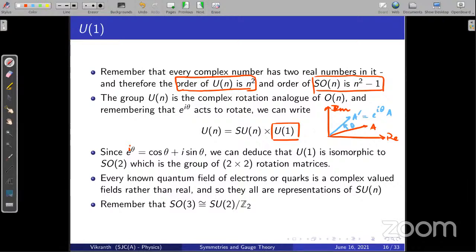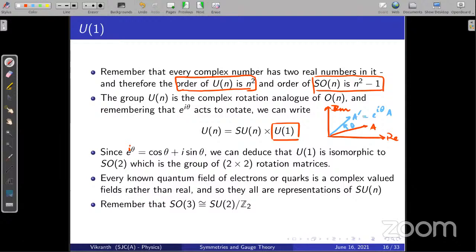Now, why is the unitary group important in physics, or why is a special unitary group important? It is because every quantum field that we know of is complex in nature. I have also mentioned this point in the previous session. Every complex field of the electrons, the quarks, the gluons, and everything else are complex valued, right?